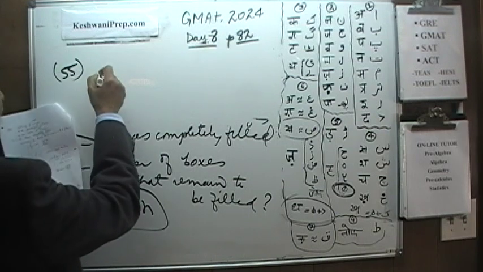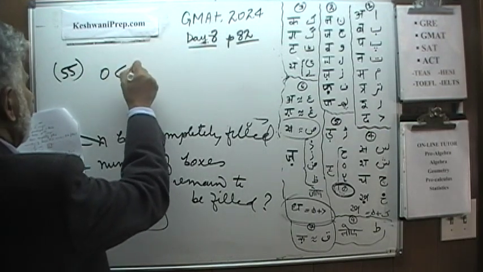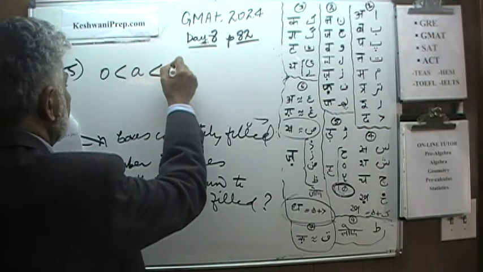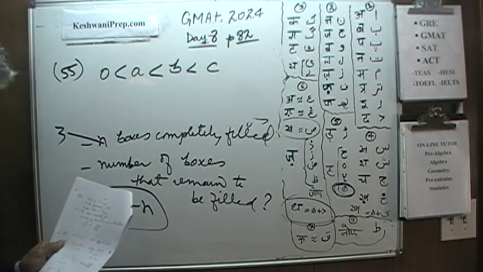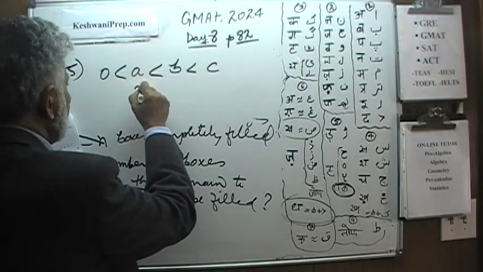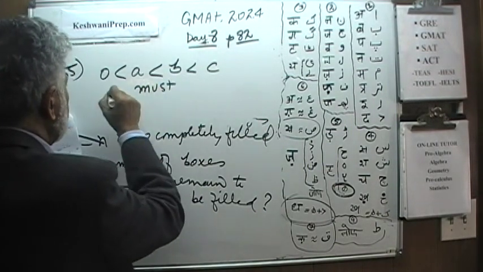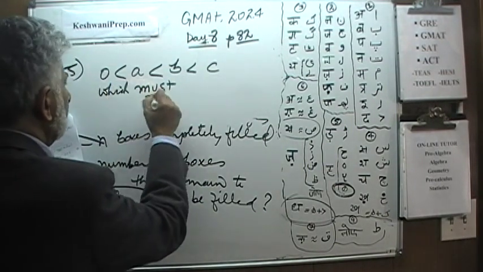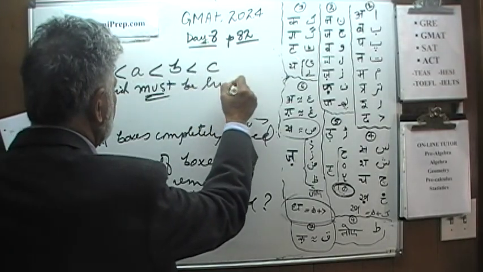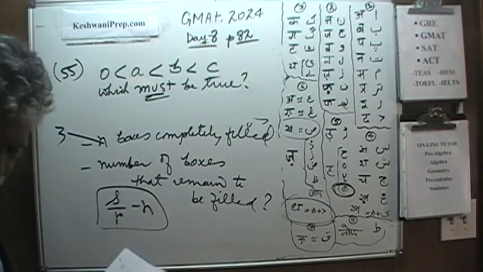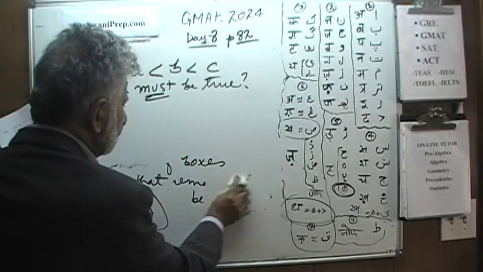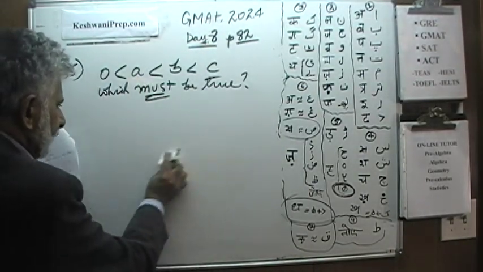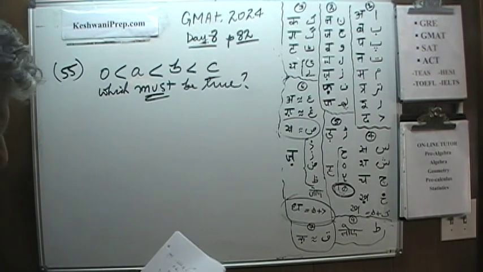Number 55. In number 55, we are told that A is greater than 0, B is greater than A, and C is greater than B. The question is, which must be true? And we have 3 statements. We're going to go through all 3 of them one by one.